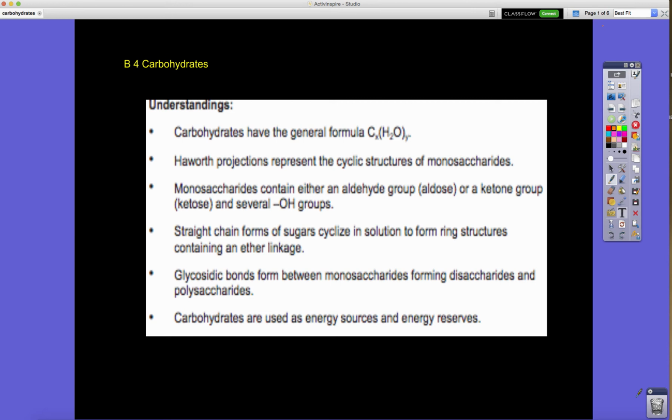We are going to talk about carbohydrates. As usual, I'm providing what you need to know for the sake of IB. Your understanding is on this page, and now let's elaborate on it.